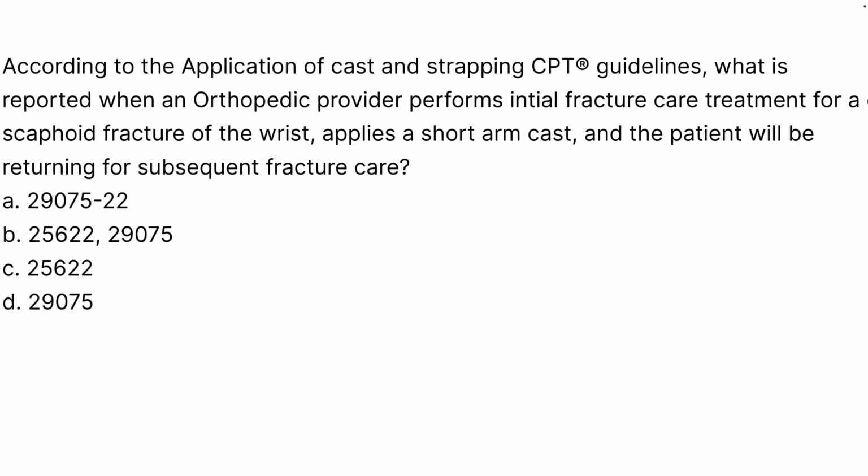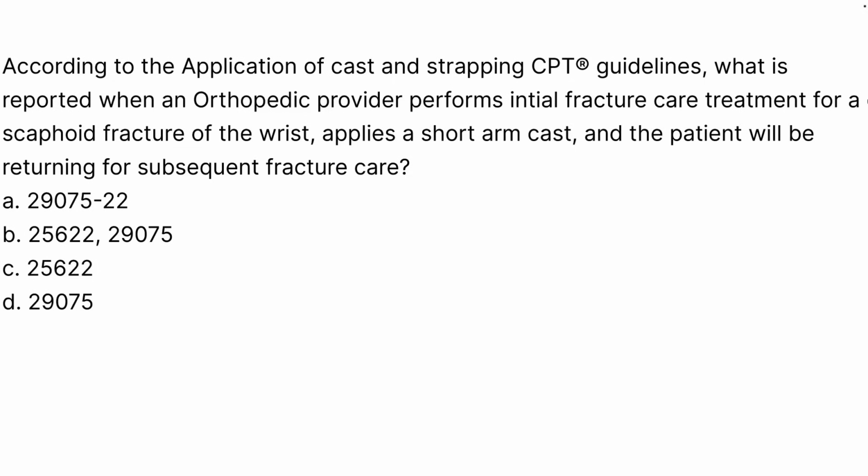First question. According to the application of cast and strapping CPT guidelines, what is reported when an orthopedic provider performs initial fracture care treatment for a scaphoid fracture of the wrist, applies a short arm cast, and the patient will be returning for subsequent fracture care? A. 29075 modifier 22, B. 25622, 29075, C. 25622, and D. 29075.